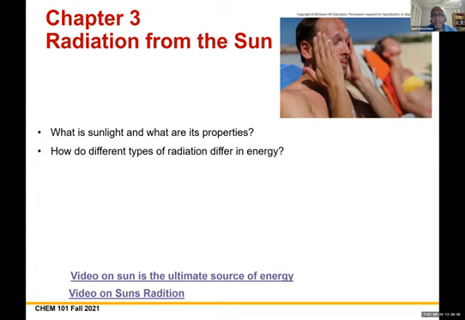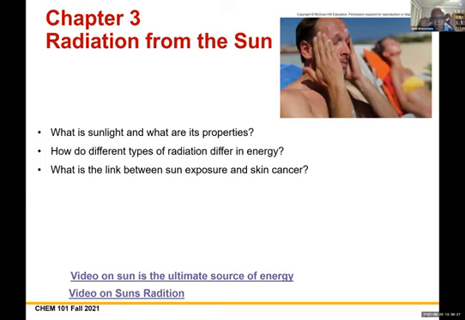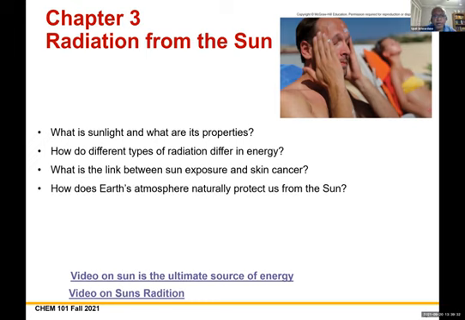Infrared is thermal energy. Thermal energy radiated from the sun is infrared. That's lower energy than UV light. We're going to look into the link between sun exposure and skin cancer. How does Earth's atmosphere naturally protect us from the sun? So we're going to look at the ozone layer and how radiation is absorbed in the atmosphere.